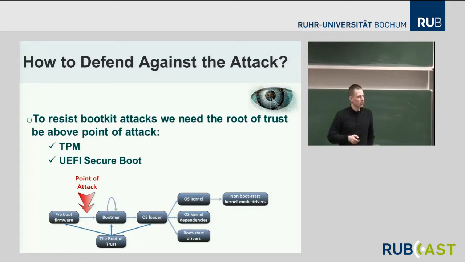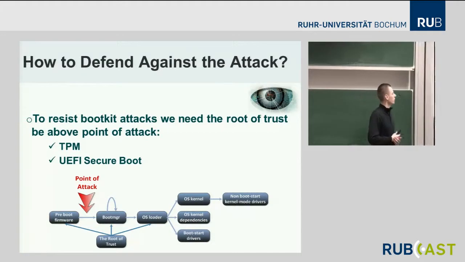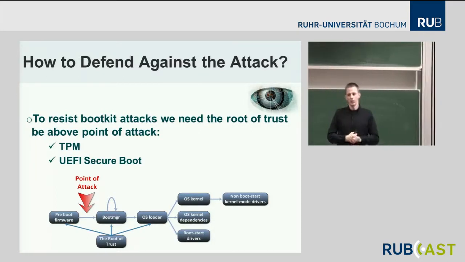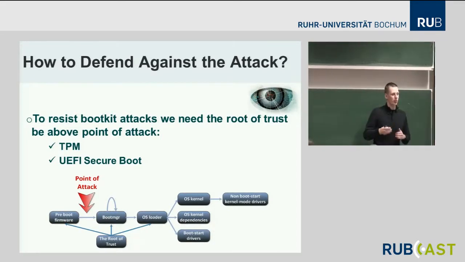So a straightforward solution is to remove root of trust above the point of attack. So we need something like this, and there are several approaches, like trusted platform module, which is a piece of hardware which is believed to be difficult to tamper and used for storing cryptographic keys for integrity verification, and also the approach of secure boot. For instance, Microsoft Windows 8 operating system supports this feature of unified extensible firmware interface, which allows to verify integrity of pre-boot components.